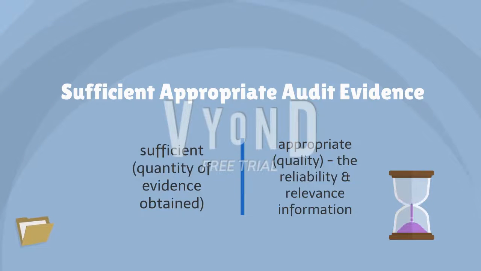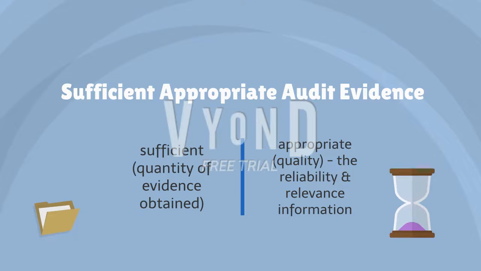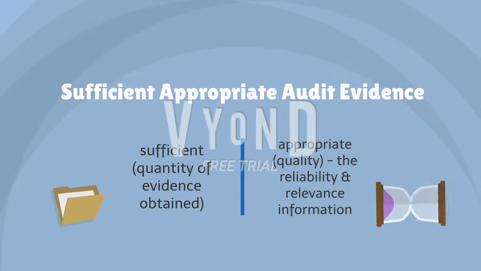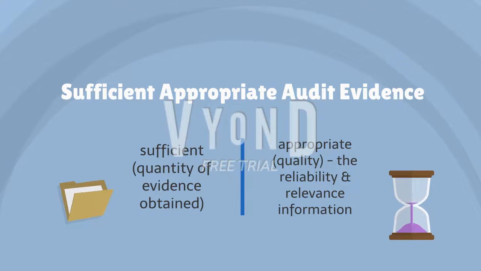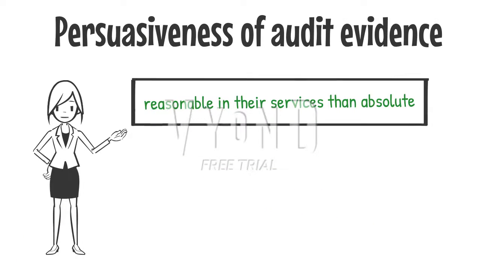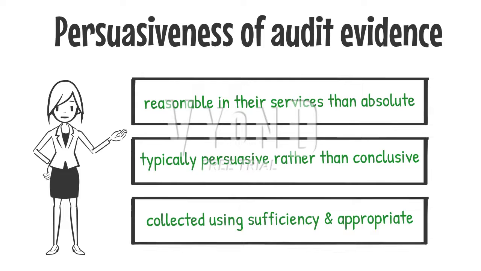Sufficient appropriate audit evidence. Sufficiency means the measure of the quantity of audit evidence obtained. The amount of evidence obtained must be complete to be used and considered by the auditor. Appropriateness is defined as the measure of the quality of audit evidence, and relates to the relevance and reliability of the information. Persuasive audit evidence. Auditors prefer to be reasonable in their services rather than absolute. It is typically persuasive rather than conclusive. The persuasive evidence is collected using sufficiency and appropriateness.